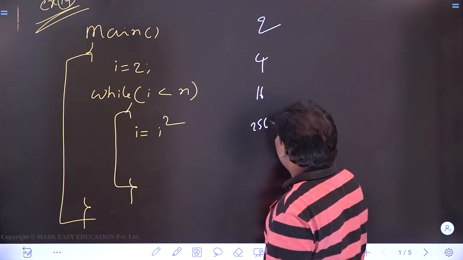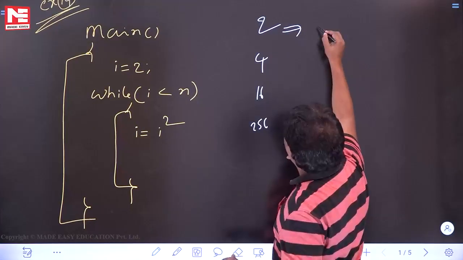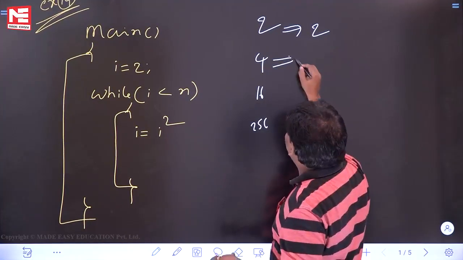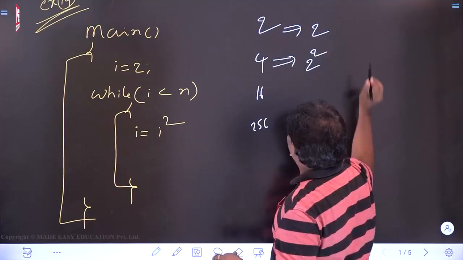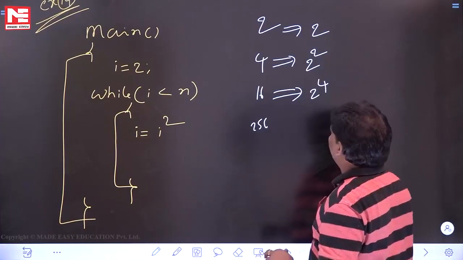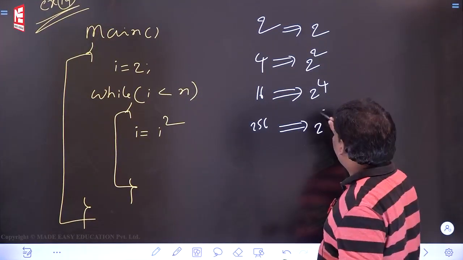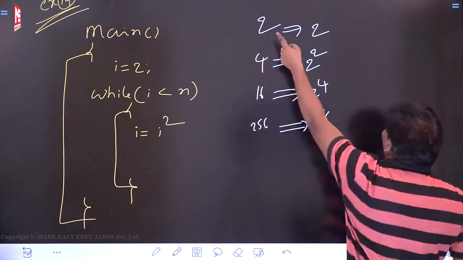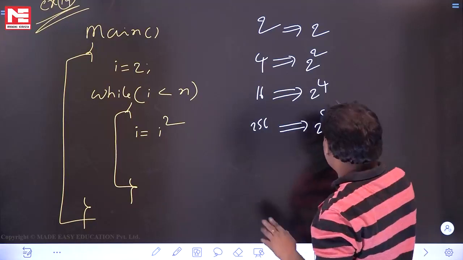Some people are asking me, right? Like this it is going on. Let me check here. It is the 2 only, it's okay. This can be written as 2 square, that is 4. This can be written as 2 power 4, 16. This can be written as 2 power 8, 256. It is the 2 only, it is the 2 square, it is the 2 power 4, it is the 2 power 8. Some people are asking, sir, what is going on?